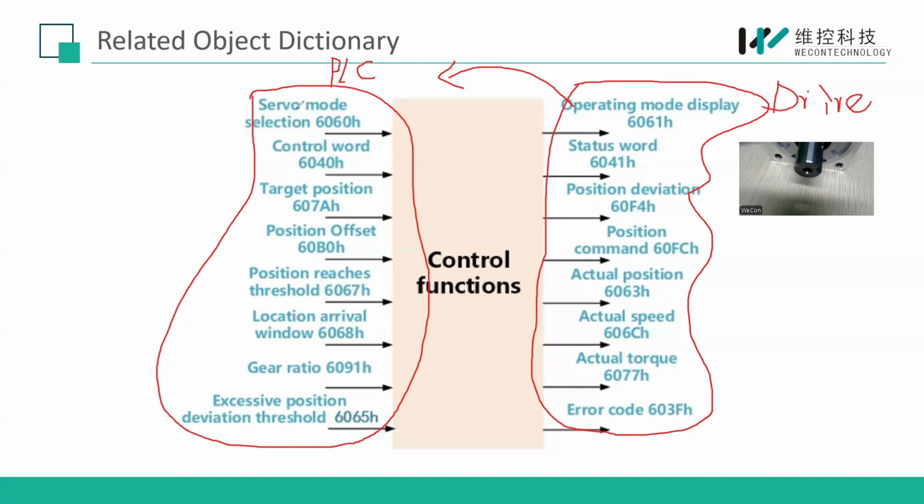You can see first we need to set the control mode of the driver, so we need to operate this parameter. Also the PLC needs to set the target position to the driver, the position offset, and some other parameters. Okay, let's check it in detail.